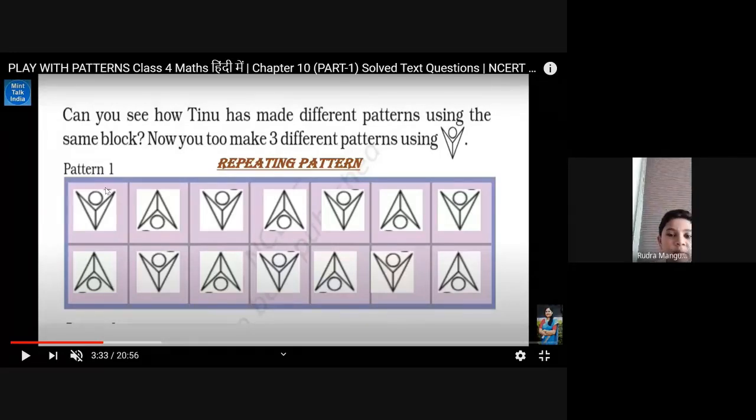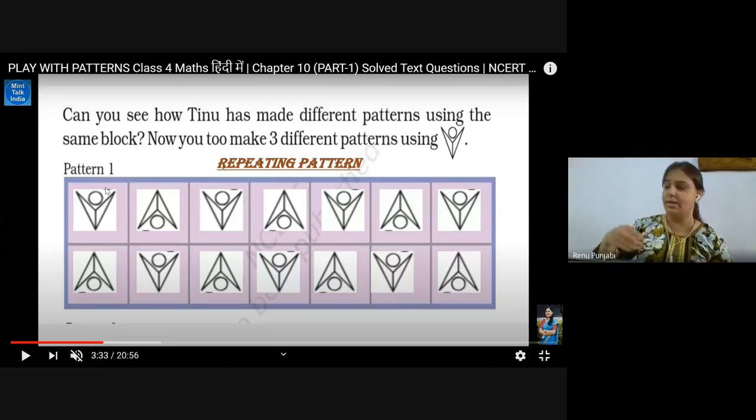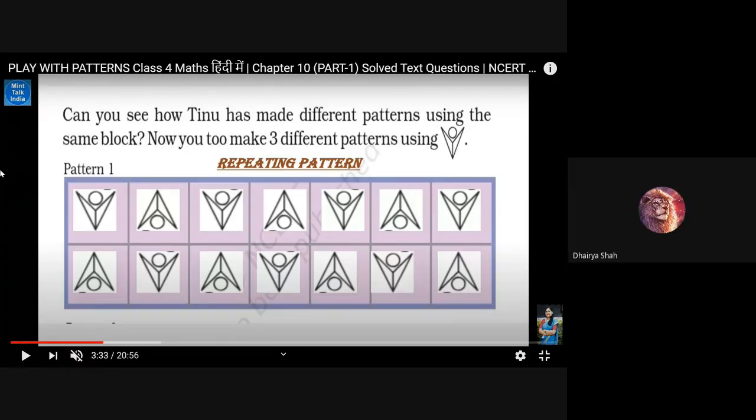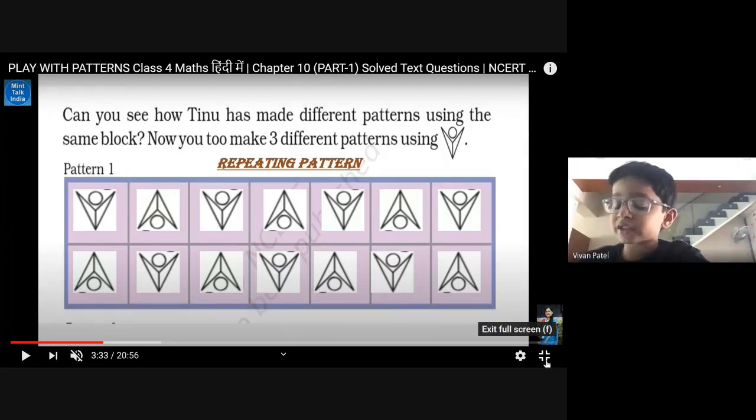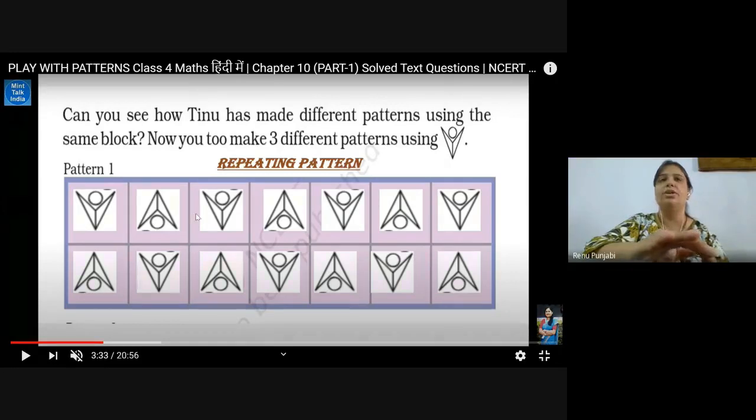Ma'am, but in the textbook it is not given. Can you see it is given on your page number 108? Yes, ma'am, it's given. You have to make 3 different patterns using this. Yes, with this block, you have to create 3 different patterns.